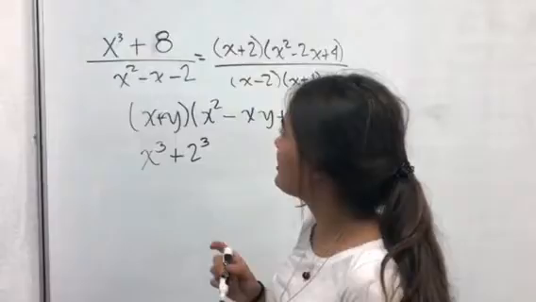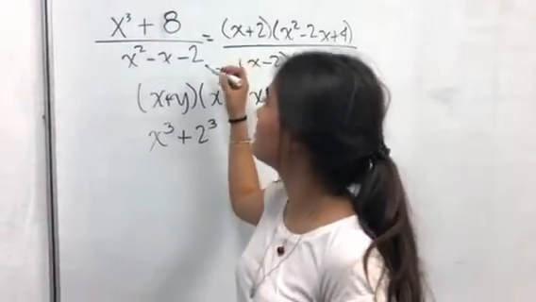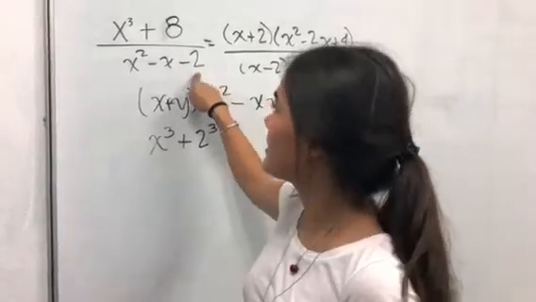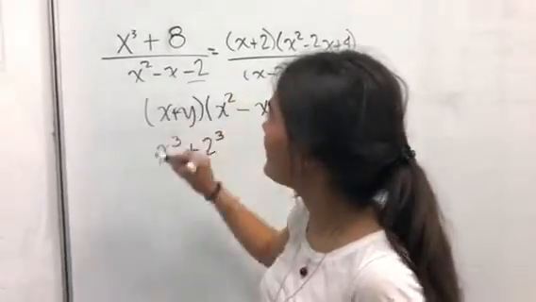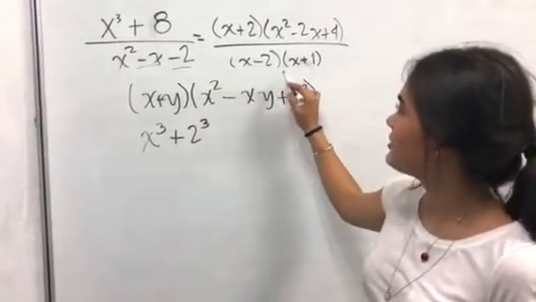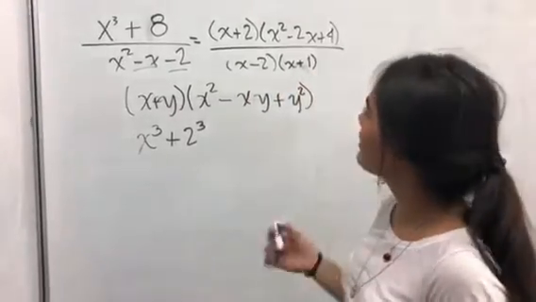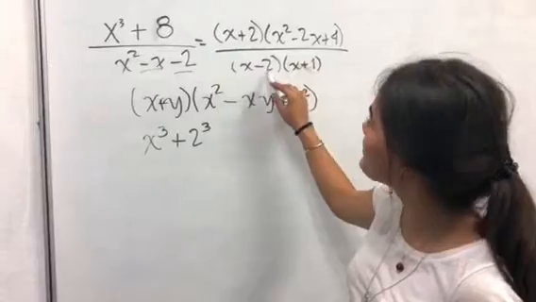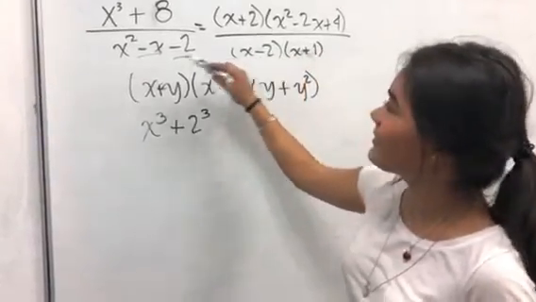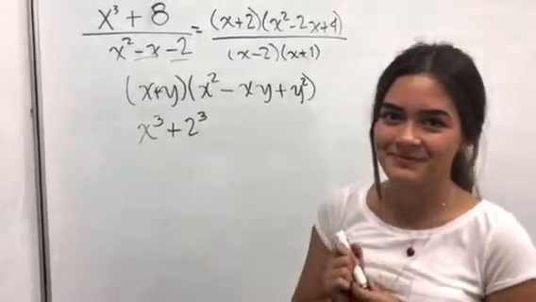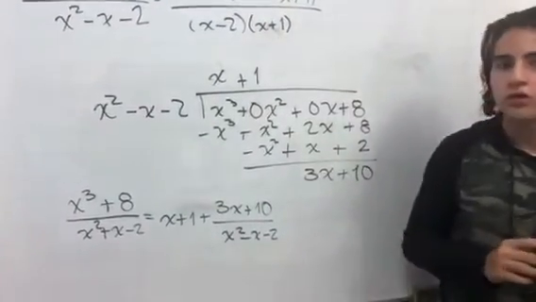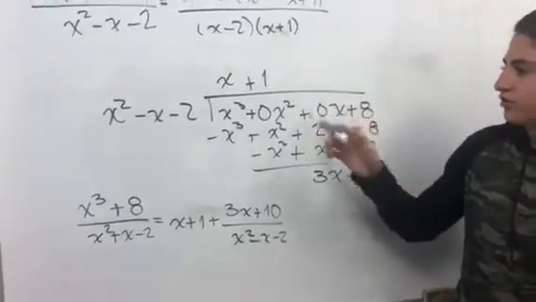And for the denominator, we have to find two numbers that multiplied give this number and added up give this one. So we have (x - 2)(x + 1), which multiplied gives -2 and added up gives -x. Well, as you can see, we cannot cancel out any numbers, so what we have to do is synthetic division.